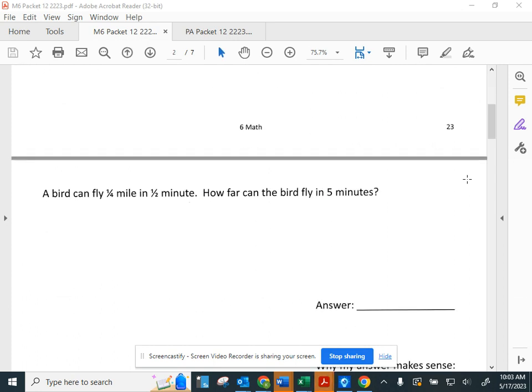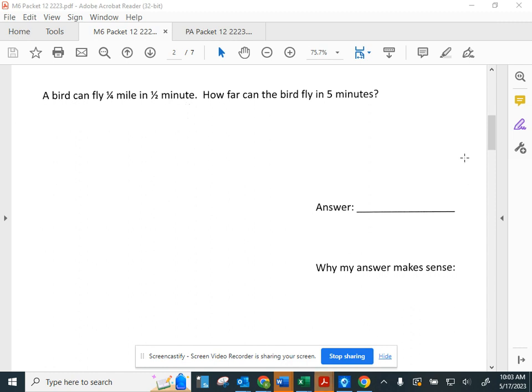Our next page. A bird can fly 1/4 of a mile in half a minute. How far can the bird fly in 5 minutes? What I did when I was working with this was I figured out if my answer is going to be in 5 minutes, in whole minutes, I wanted to figure out that half a minute. If he can go 1/4 of a mile in half a minute, how far can he go in 1 minute?